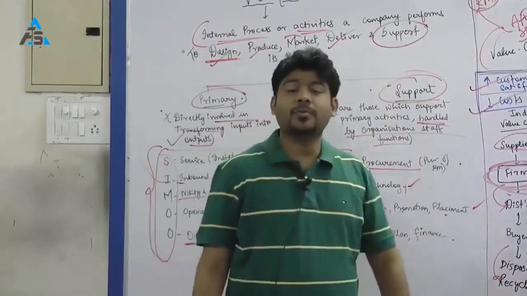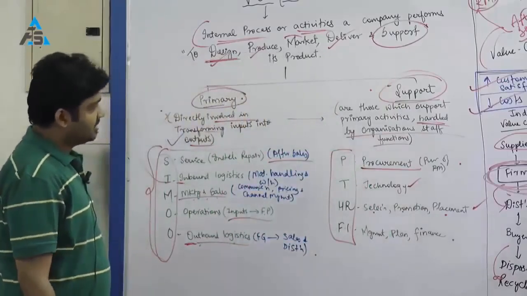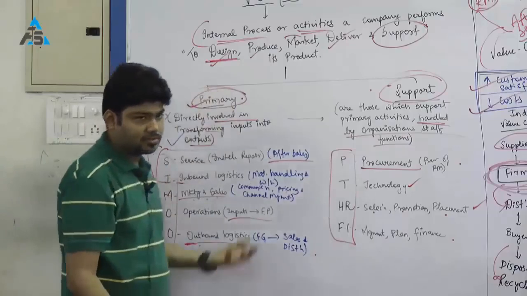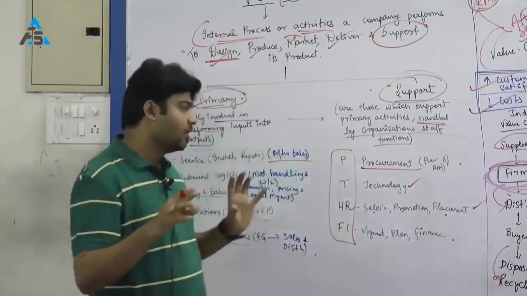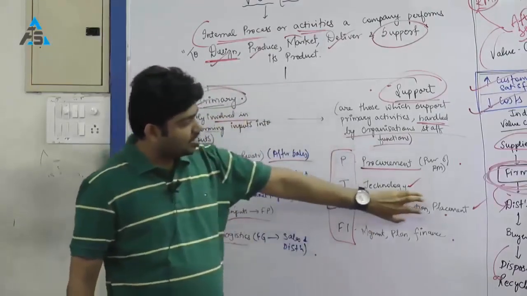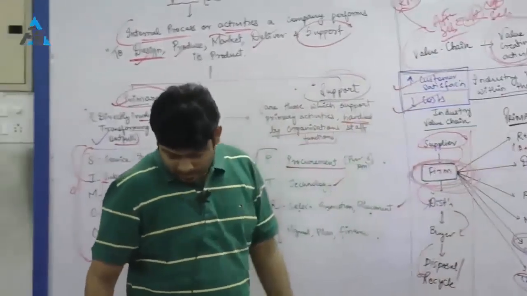Next, transforming inputs into final products. The main work of primary activity is exactly that, so that by default is a primary activity. Selection, promotion, appraisal and employee functions is your HR. In general, this is what their role is, so it becomes a support activity.